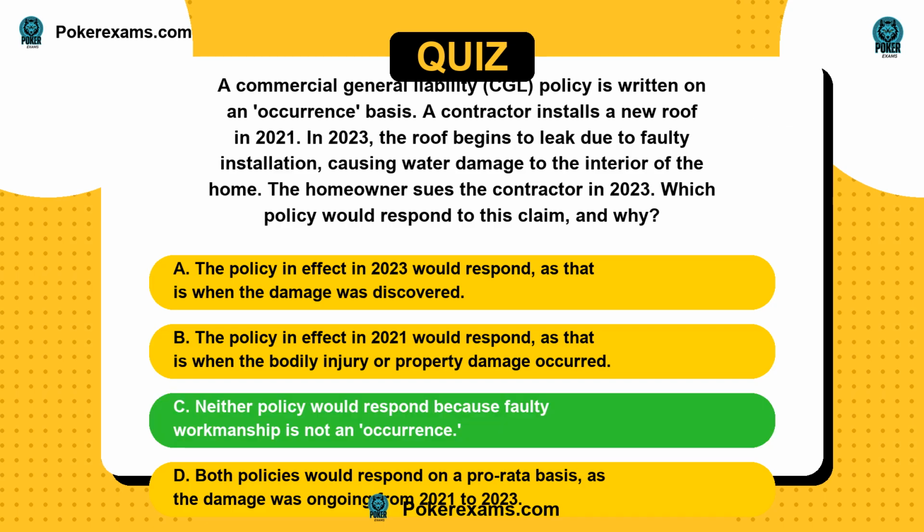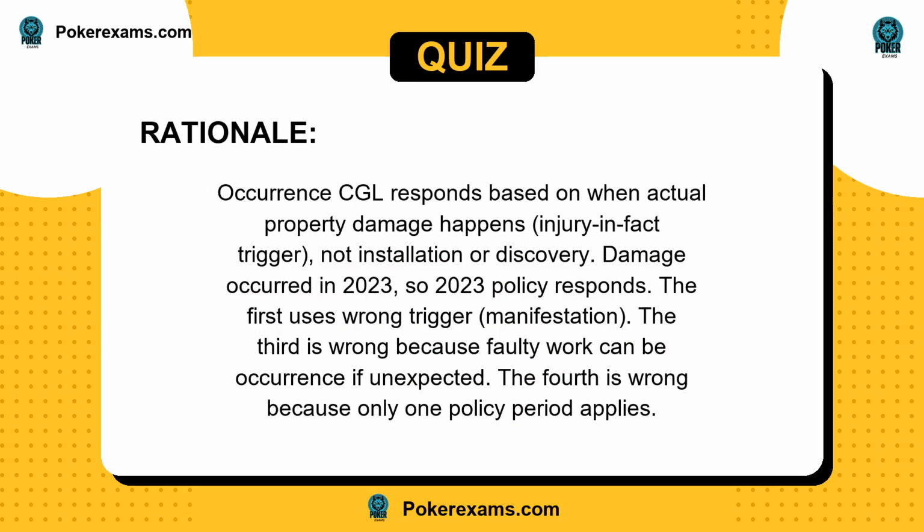The answer is C. Occurrence CGL responds based on when actual property damage happens, the injury-in-fact trigger, not installation or discovery. Damage occurred in 2023, so the 2023 policy responds. The first uses the wrong trigger, manifestation. The third is wrong because faulty work can be an occurrence if unexpected. The fourth is wrong because only one policy period applies.